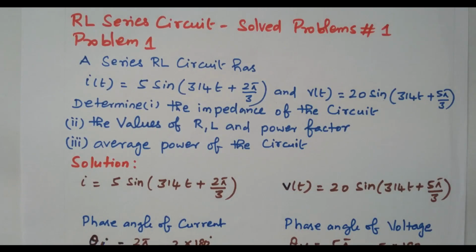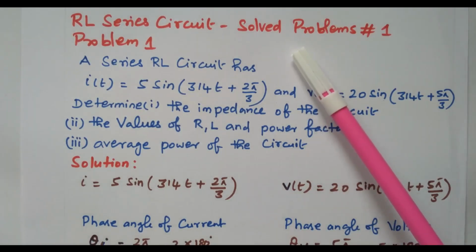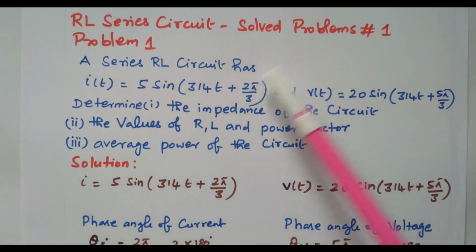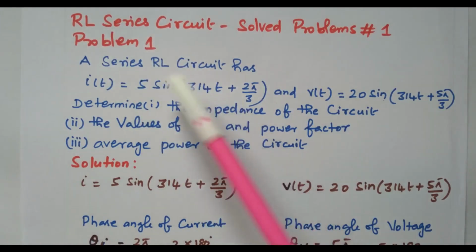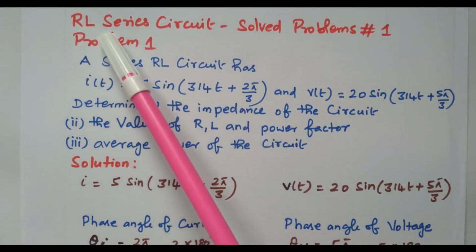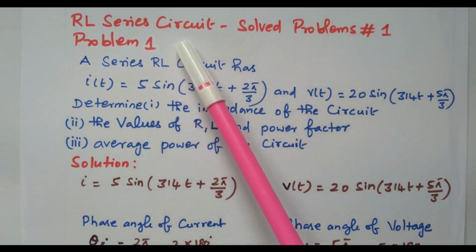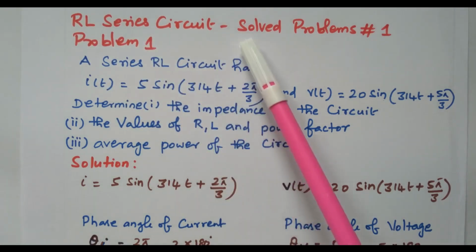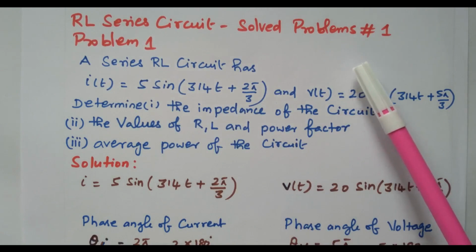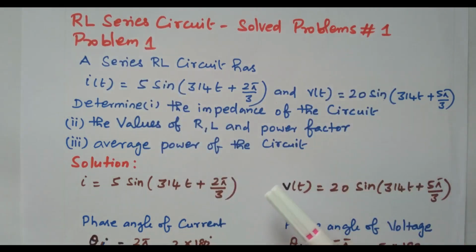Welcome viewers. In this video, we will see the solved problem, part 1 for the RL series circuit, when a resistor and inductor are connected in series and energized by the AC supply. For that circuit, we'll see the solved problem. First, we'll see problem 1.